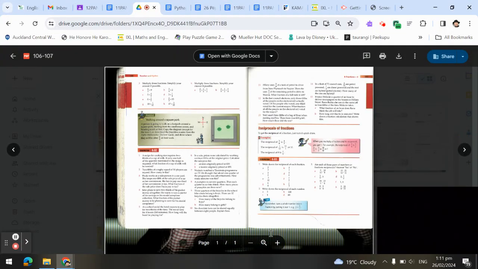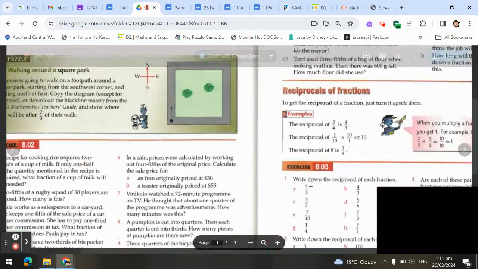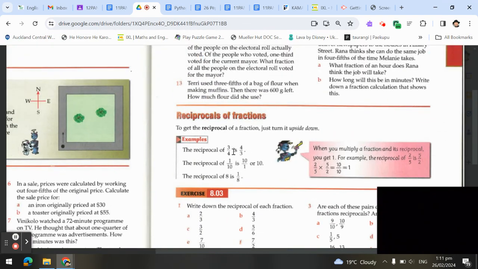Now, before we get into talking about how to divide two fractions, we need to talk about something known as a reciprocal of a fraction. And to get the reciprocal of a fraction, just turn it upside down. The reciprocal of 3 over 4 is 4 over 3. The reciprocal of 1 over 10 is 10 over 1, or just 10. And lastly, the reciprocal of 8, or any whole number, is 1 over that number.